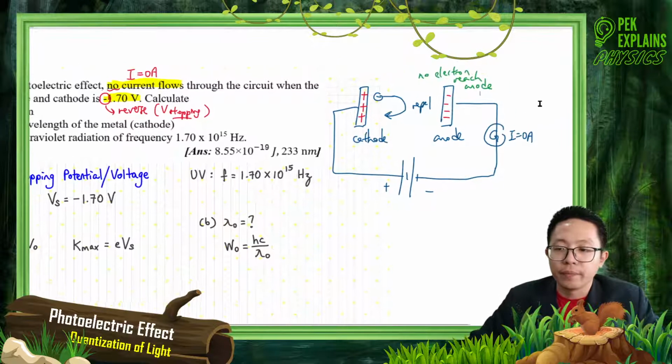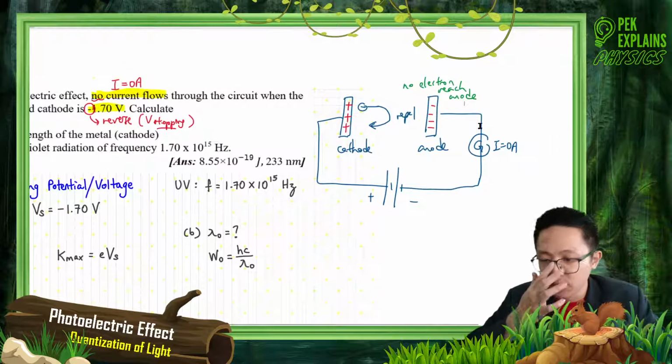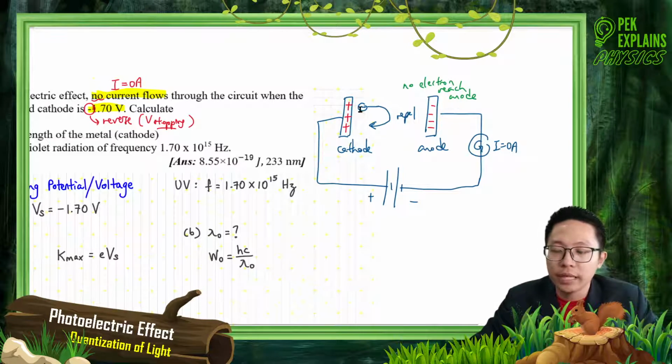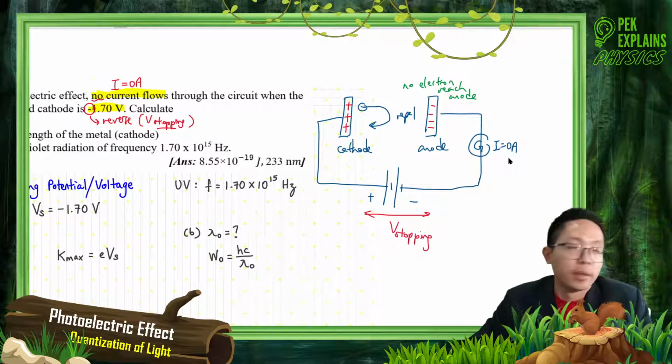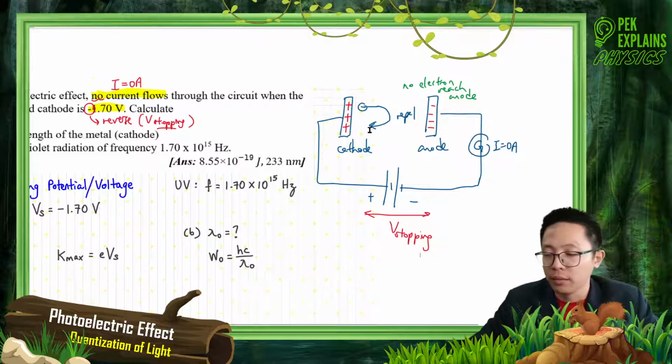So when no electron reaches the anode, that means no current flows in the circuit. The electron cannot flow to the other terminal, so there will be no electron flow. When no electron flows, the current becomes 0. So the voltage at this point is called the stopping voltage. It is called the stopping voltage when it stops all the electrons from reaching the anode. All electrons are repelled away, so current becomes 0.